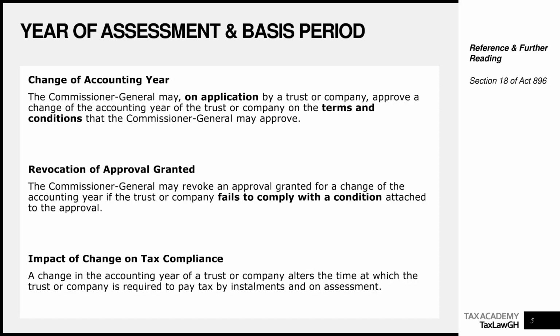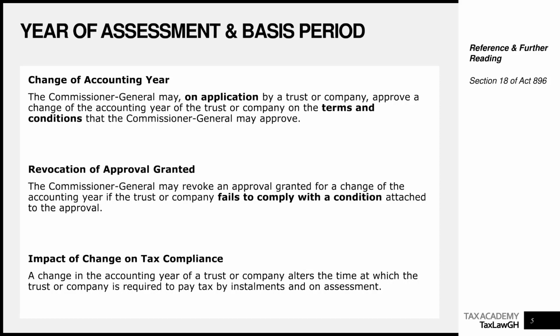So that comes to the next point, on revocation of approval granted. Where you break any of the conditions or you fail to comply with any of the rules attached, the Commissioner General reserves the right to say he has changed his mind. I was the one who told you that you can change from December to November. I have taken that power away from you. You have to go back to your old accounting year.